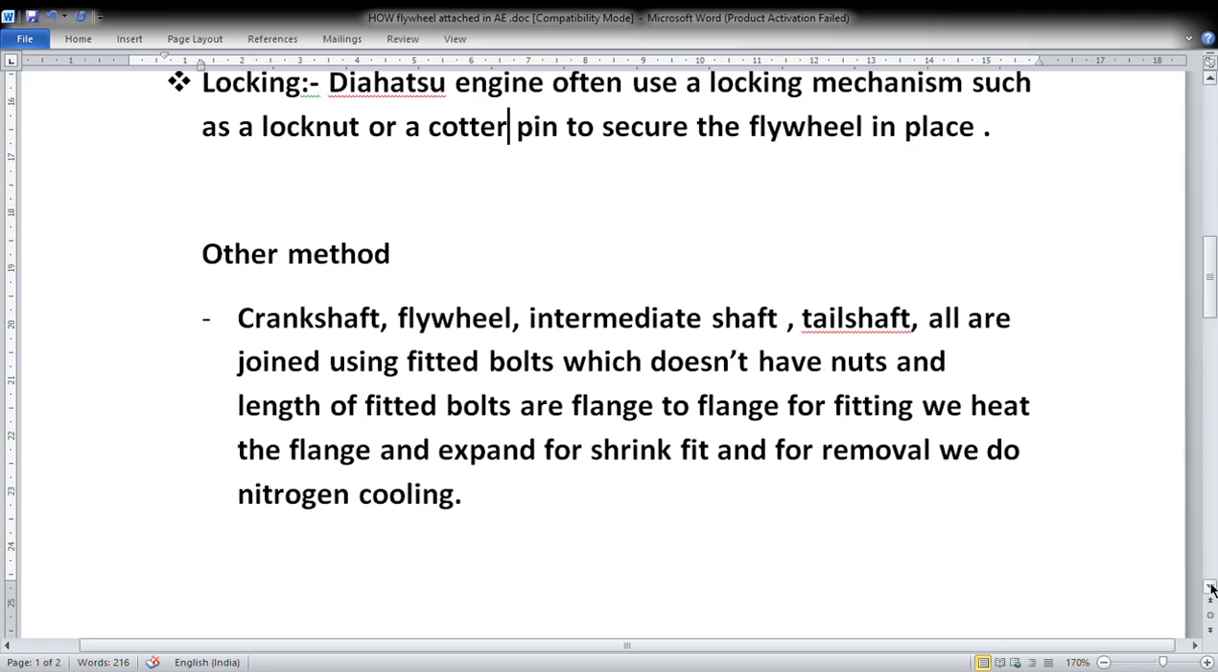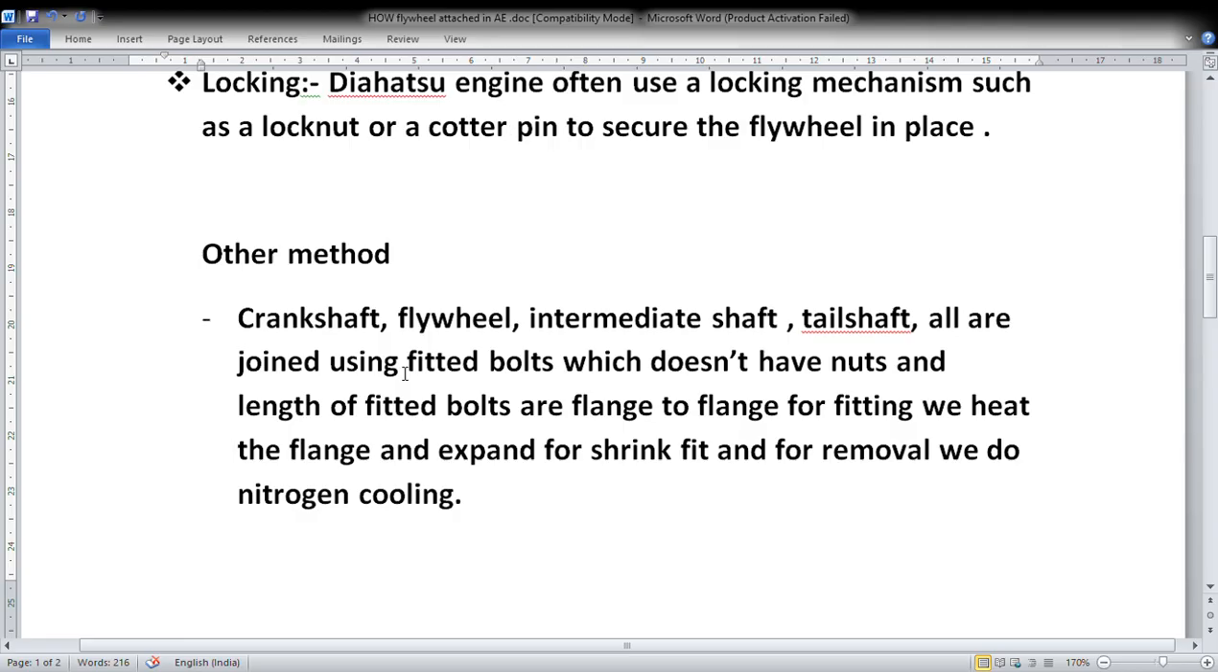Wherein we have another method also, wherein you have the crankshaft, then you have the flywheel, and then you have the intermediate shaft or the tail shaft. All are joined using fitted bolts which do not have nuts, and the length of the fitted bolts is flange to flange. For fitting we heat the flange and expand it for a shrink fit, and for removal we do nitrogen cooling, you know. So there is an end to end fitting, a shrink fit.